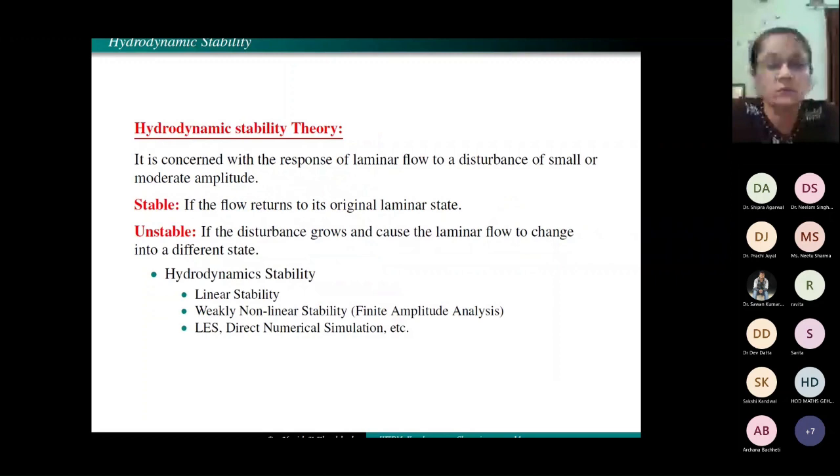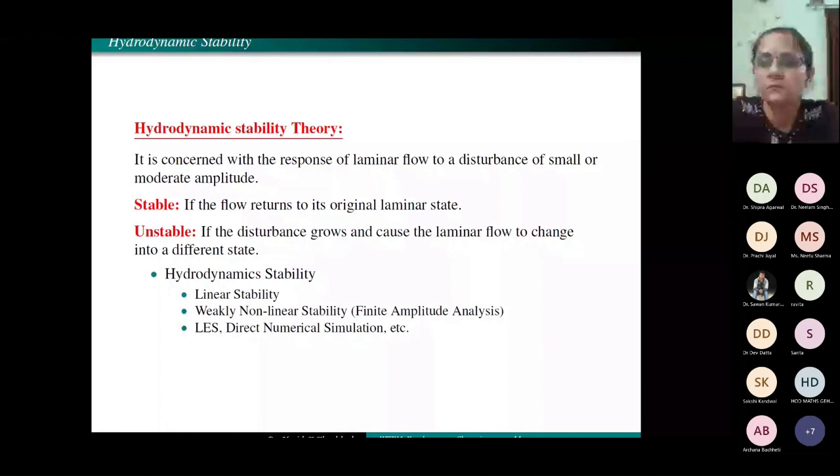So basically, mathematically, two situations are possible. When you introduce a disturbance, the response of the laminar flow to the disturbance is either of small or moderate amplitude. Moderate amplitude means there is a finite amplitude. Amplitude is nothing but the size of the disturbance. So in the stable situation, if you implement the disturbance on the original flow, it remains in the original laminar state. That is called the stable situation.